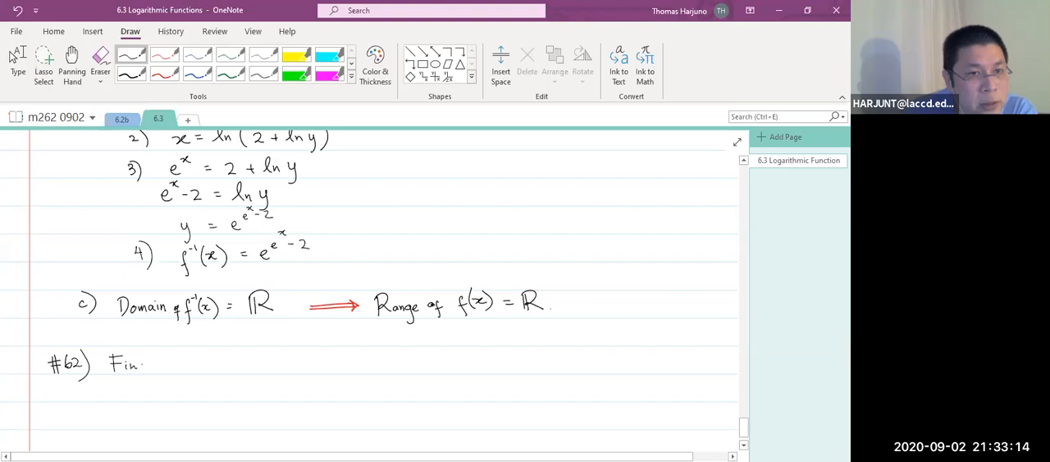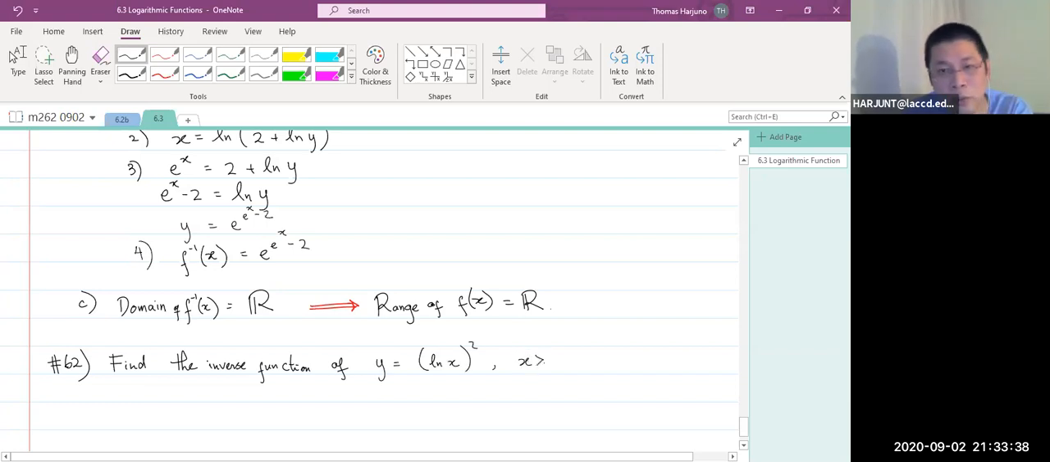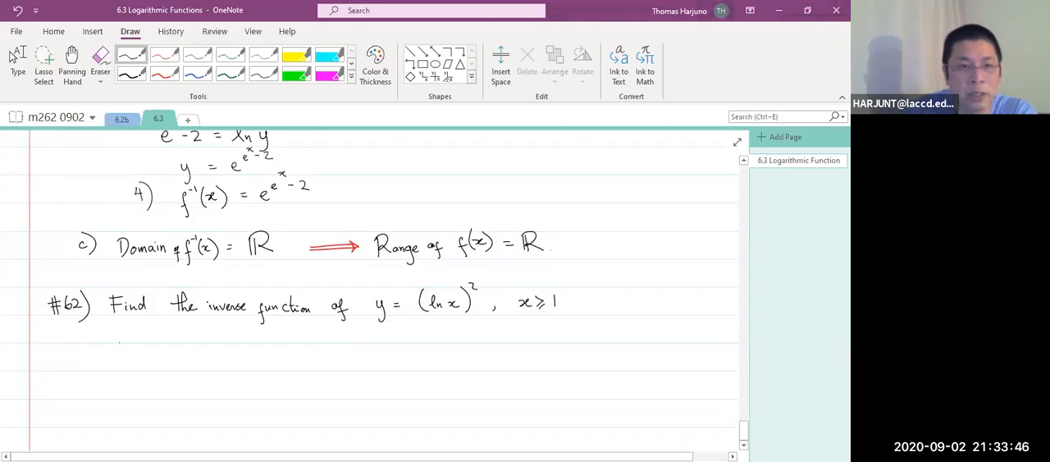Find the inverse function of, so it has to be inverse function, not only inverse, of y equals ln x squared for x greater than or equal to 1. Step 1 implicitly done. Solution.